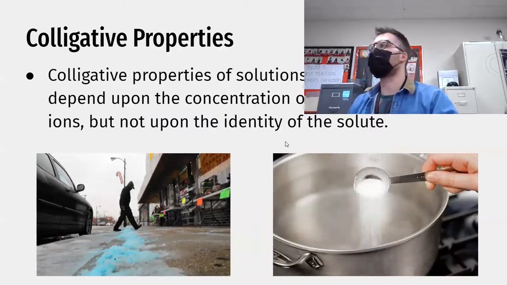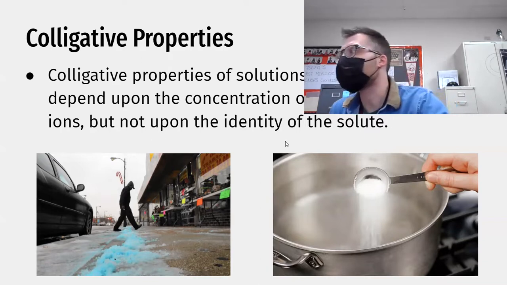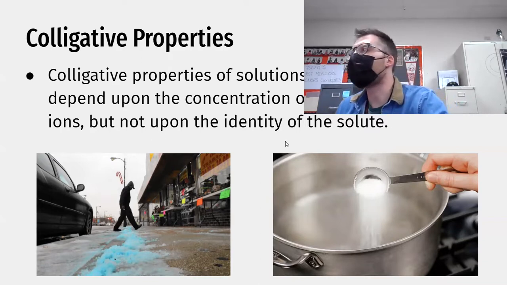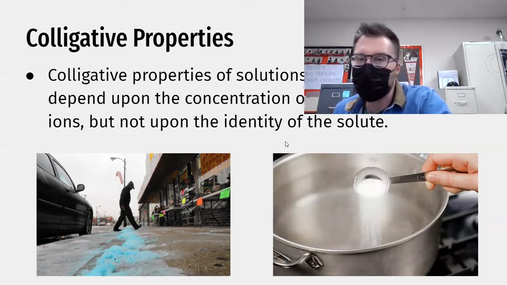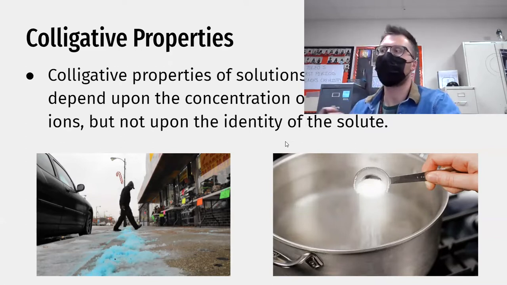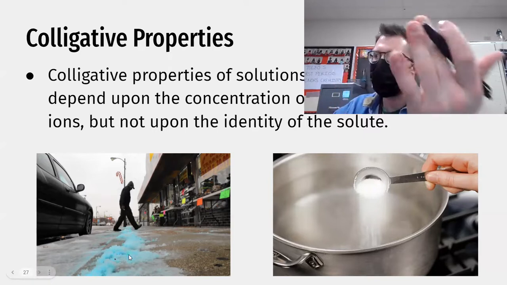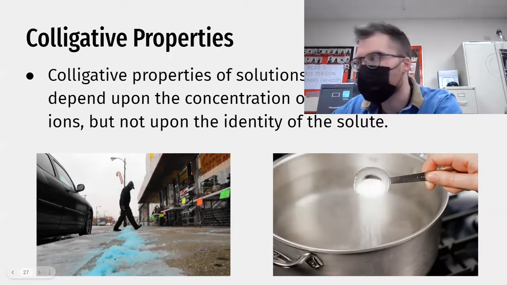Now, a colligative property is a property of a solution that depends on the concentration of solute molecules or ions, but not on the identity of the solute. So essentially, what we're talking about here is that the amount of solute that we add, or the concentration of the solute that we add, has a large influence over things like freezing point, where we all know here in the Midwest, we add salt to our roads or sidewalks in order for that ice to melt, so that way we're not slipping and breaking our skulls open.